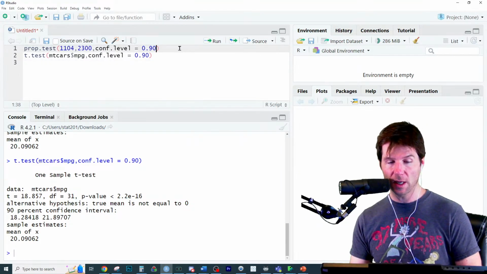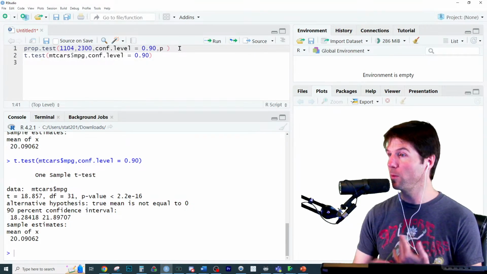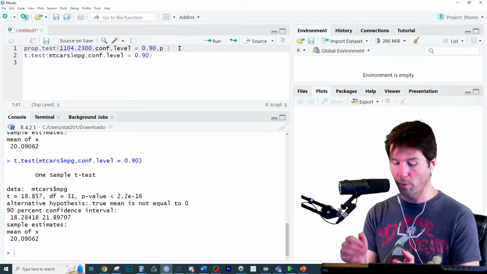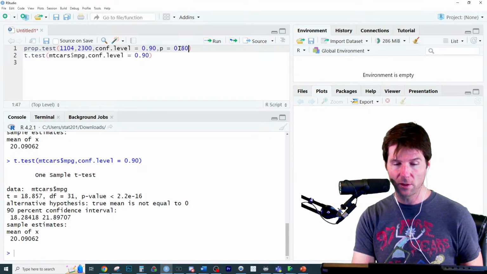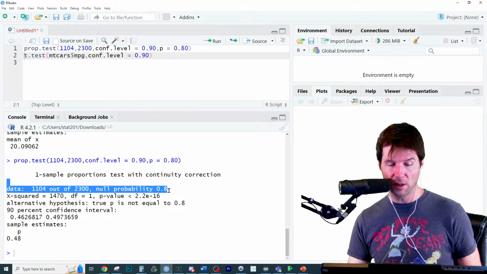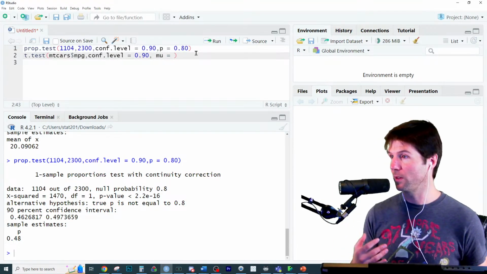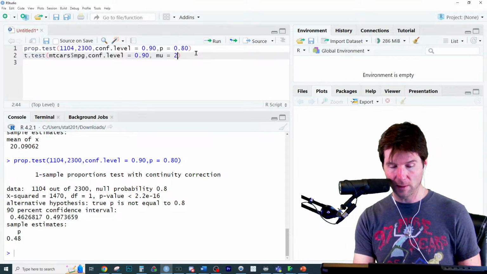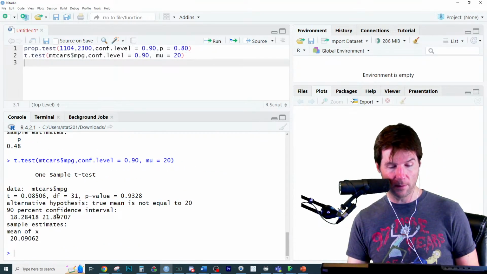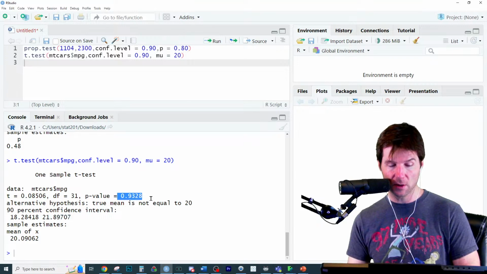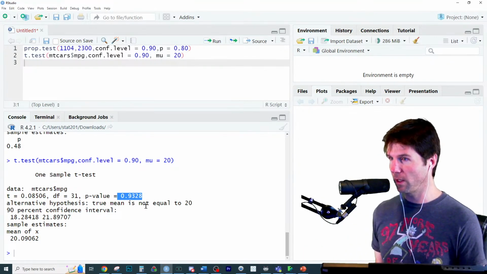I can also test the proportion by going here to p, which is p, like the null hypothesis: the true proportion equals some hypothesized value. And now I'm testing that the truth is that it's 80%. I can also do it for the mean, but now it's called mu. And I can test something like 20, which I think is in the interval, so we obviously would not reject it. The p-value is very high because it's towards the center of the interval.